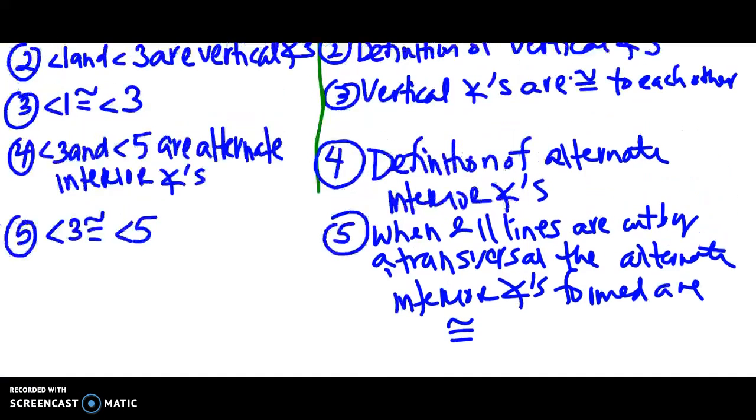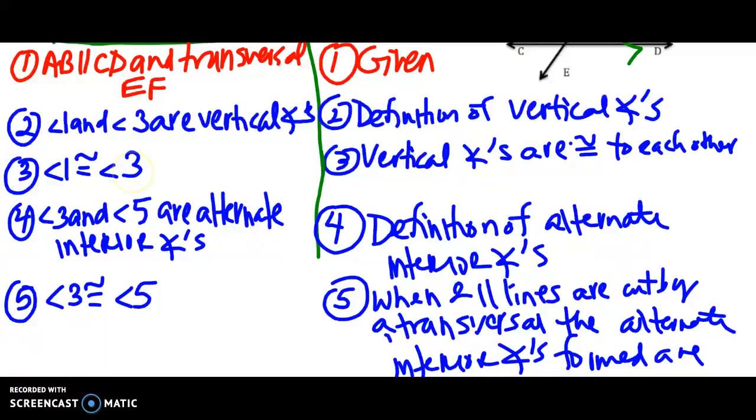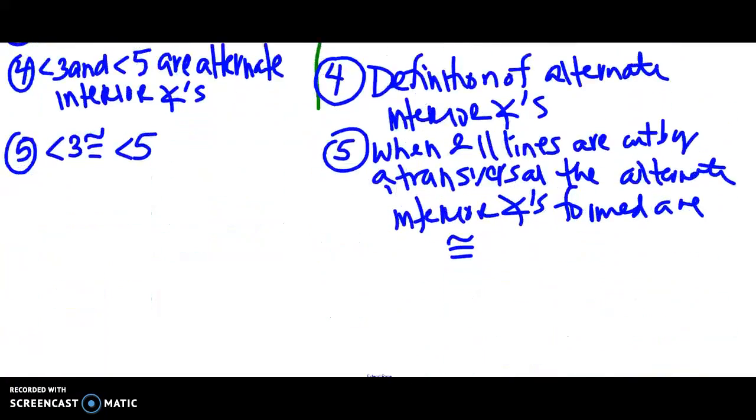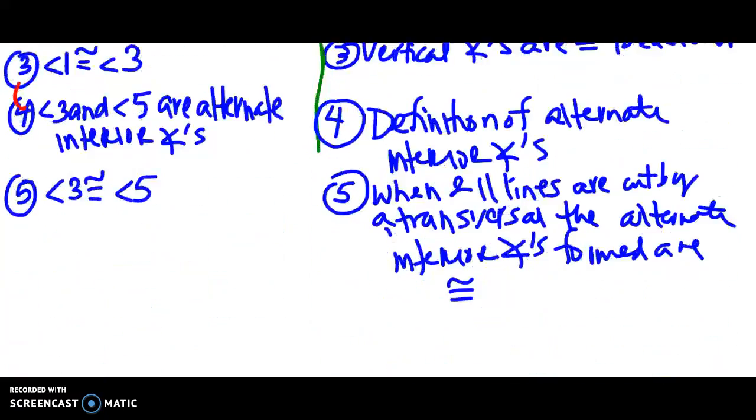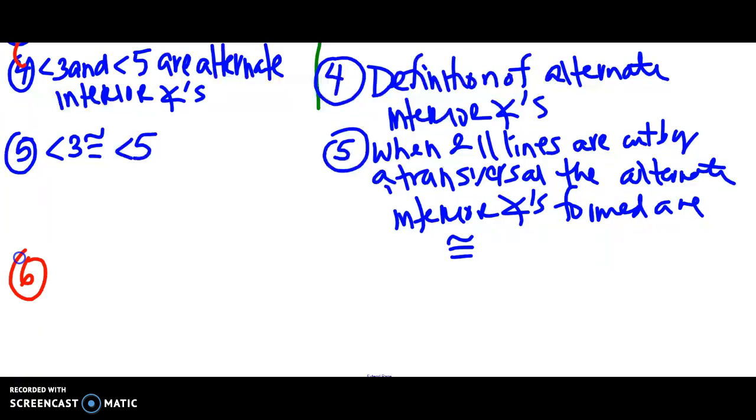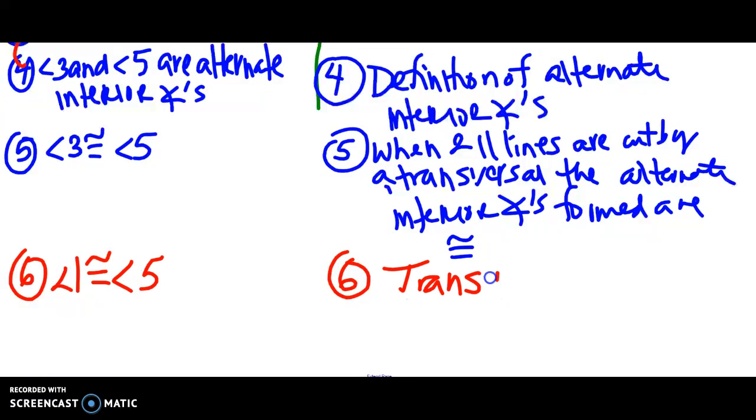Okay, well, I have shown that angle 1 is congruent to angle 3. Angle 3 is congruent to angle 5. So my final statement is what I'm trying to prove. Angle 1 is congruent to angle 5, and this is by the transitive property. And that is all for this example.